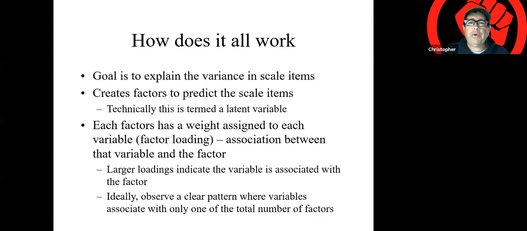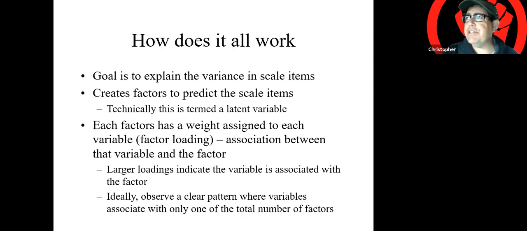Well, our goal in factor analysis is explaining variance, just like it was with regression analysis, except now we're not talking about explaining variance on a single dependent variable. We're talking about explaining the variance that is found on all of the individual scale items. We're going to create what are called factors to predict the scale items. Technically, that's what you would call a latent variable. We're basically making a variable that is trying to predict where people score on all of the different items.